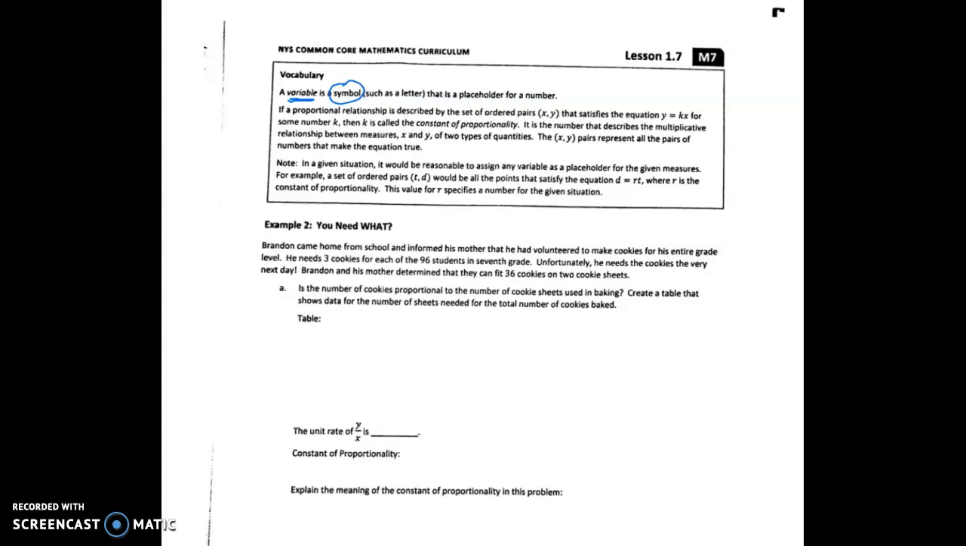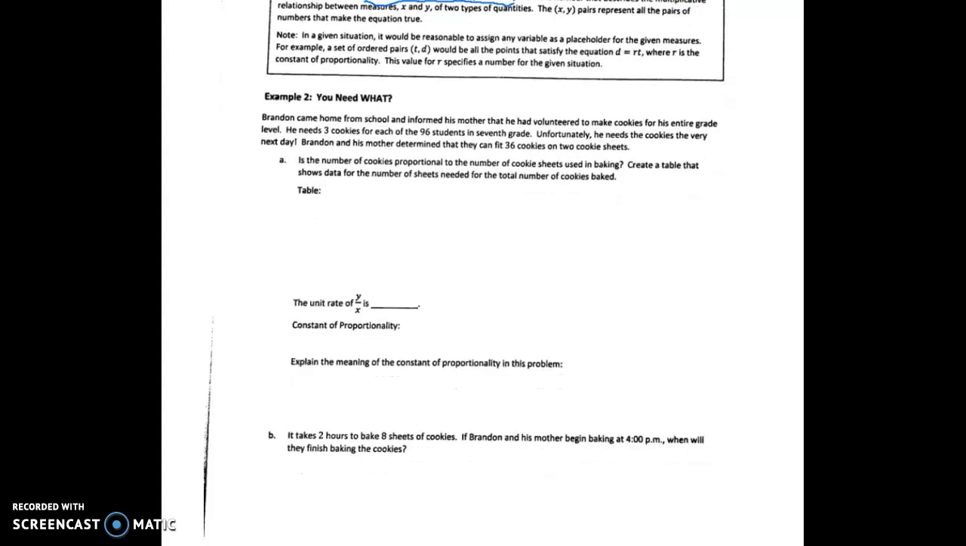If a proportional relationship is described by a set of ordered pairs that satisfy the equation y equals kx for some number k, k is called the constant of proportionality. Okay, and that's what we're talking about here. K is that constant. And we can use that constant to write equations. Okay, so let's look at an example that I'm sure you've all dealt with before.